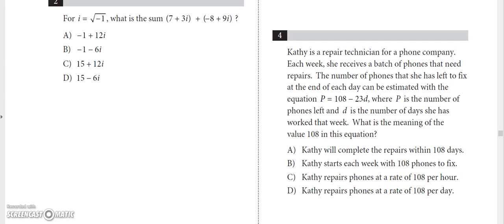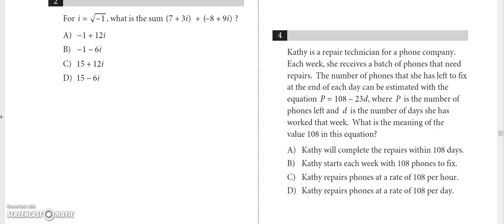So many times when you write equations, usually from a word problem, we don't understand what that means. So what this problem is testing you on is, do you understand what this equation means? If you read the problem, you understand that every day, D is the number of days. And if she can fix 23 phones in a day, then that subtracts from the amount that she has left to fix. And what's left to fix? That's 108. That's the beginning.